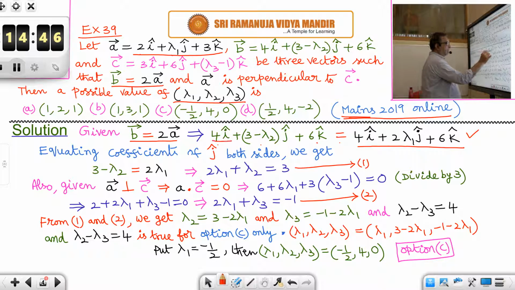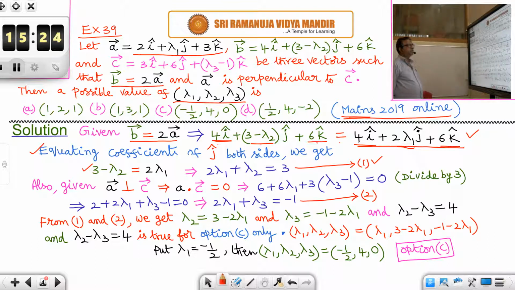Okay, i cap coefficients are same on both sides. k cap coefficients are 6, 6 on both sides. So therefore we have to equate the coefficients of j cap on both sides. So that is what I am writing here. Equating coefficients of j cap on both sides, we get 3 minus lambda 2 is equal to 2 lambda 1. Yes, 3 minus lambda 2 is equal to 2 lambda 1 implies 2 lambda 1 plus lambda 2 is equal to 3. Let us call that equation number 1.